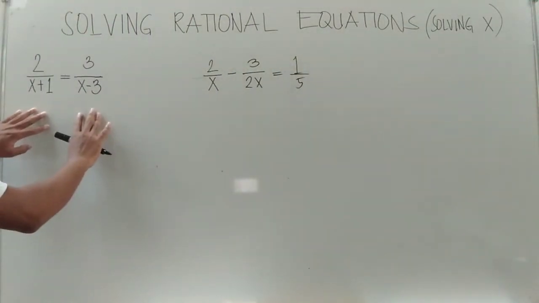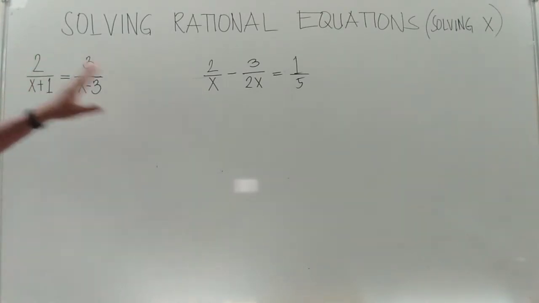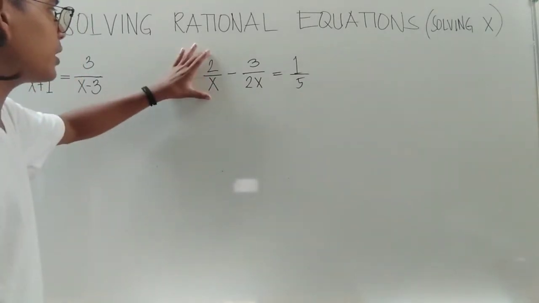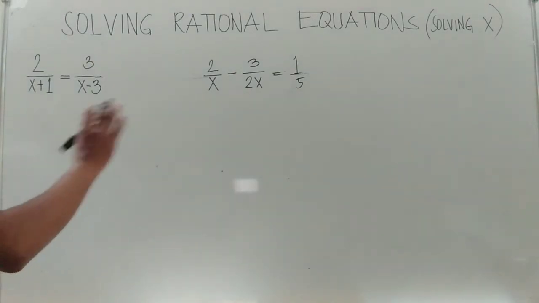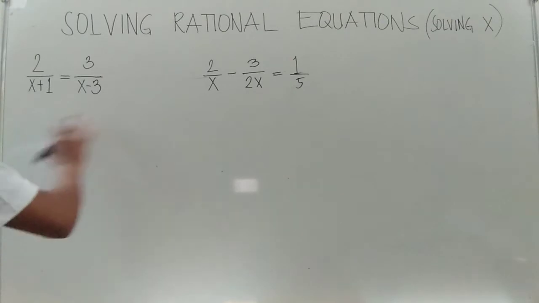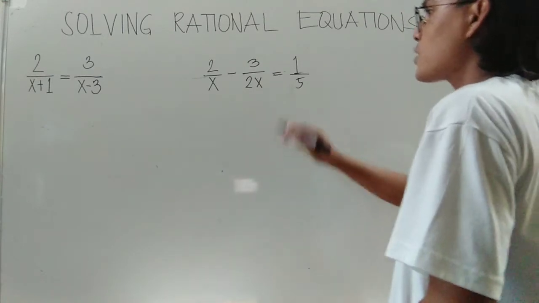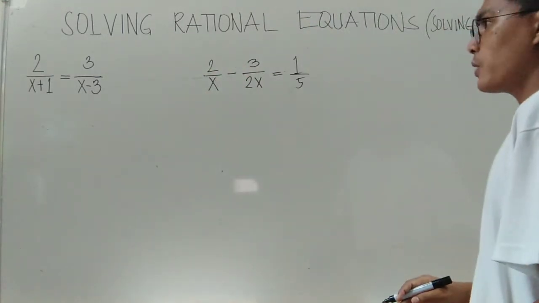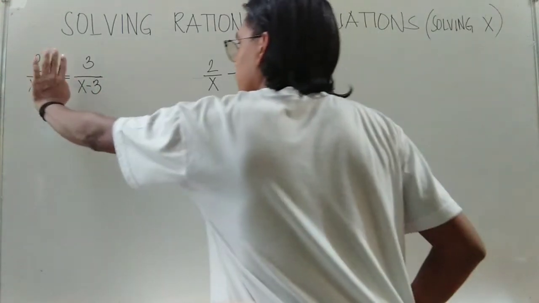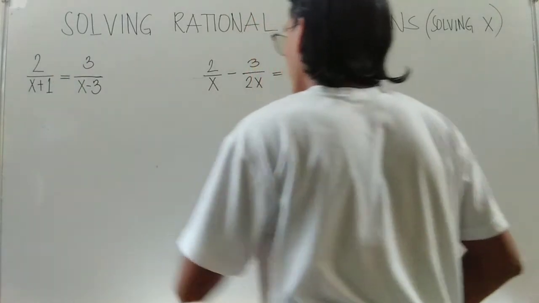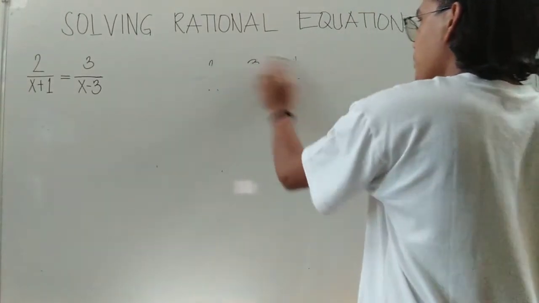Here in our example, we have one term on the left side and one term on the right side, while in our previous example we had two terms on the left side and one term on the right side. I put this one up to remind you and let you analyze the difference between the two given rational equations. So let us focus on this one: one expression on the left side and one expression on the right side of the equal symbol. Now let us proceed.